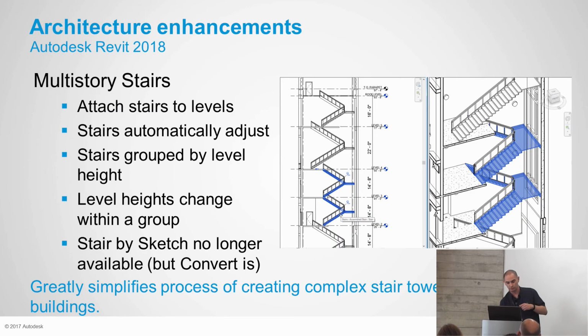Now for the architectural tools, which is basically the multi-story stairs. You can attach stairs to levels. Stairs automatically adjust, and they are grouped by level height, meaning that you select the multi-story stair, and if you move one of the levels, because it needs to be of a different height, Revit automatically adjusts the grouping of the multi-story stair. Again, I'm not using this one in projects yet, but I had a play with the tool and it looks robust. It's still the stair tool, but it looks a bit better, so they're going in the right direction.